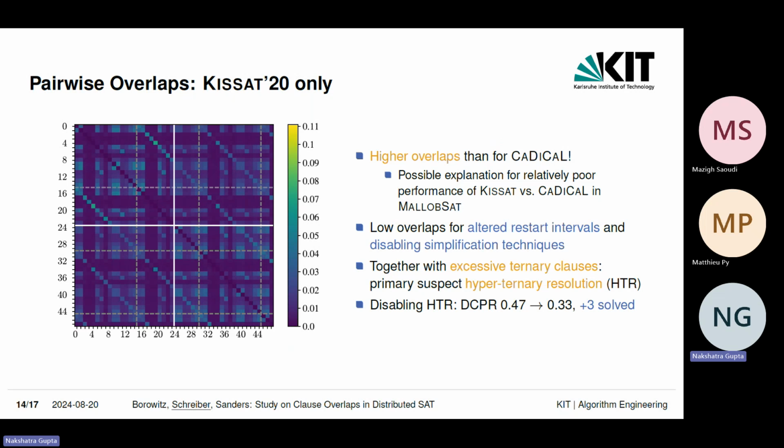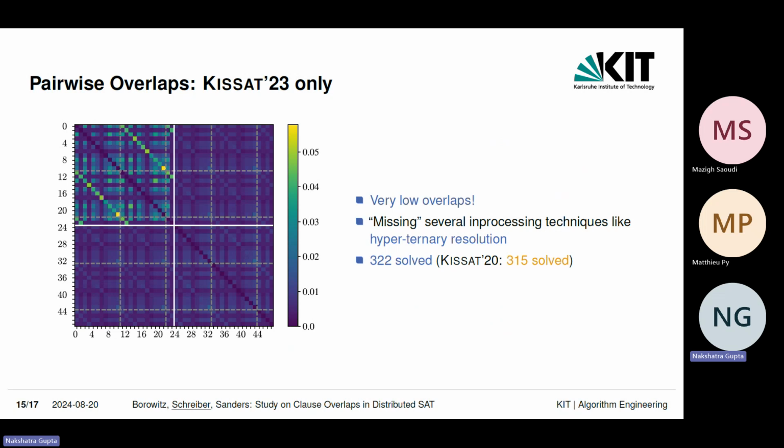Then we also upgraded the solver backend in our solver to KISAT 2023, which dropped several in-processing options, such as hyperternary resolution. And with that new backend, we indeed got much lower overlaps again. So here you need to look at the legend again, and we only see overlaps up to 5% and something. This also leads to better performance, but this may also be due to other changes in KISAT 2023.